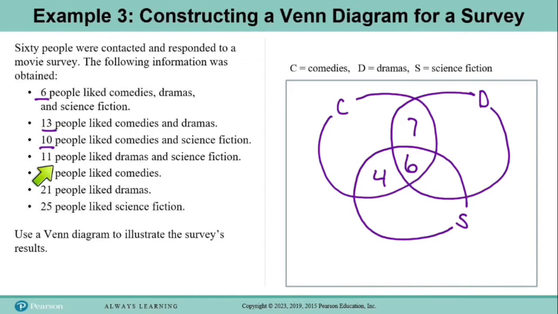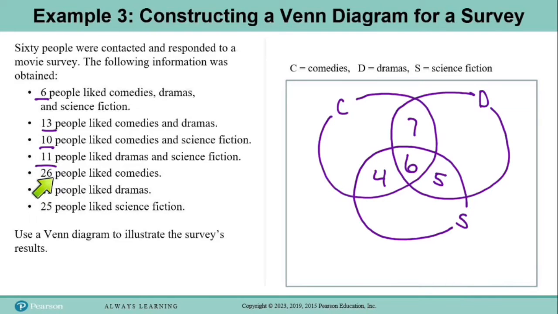Okay, next we have 11 people who like dramas and science fiction. The dramas and science fiction categories overlap right here. So we know that this region has to add up to 11 people. All right, so 11 minus 6 is 5. So we'll put 5 people right there. And now we have a total of 11 people in the region where the drama and science fiction categories overlap.